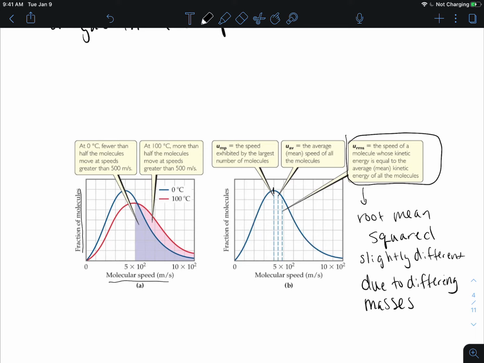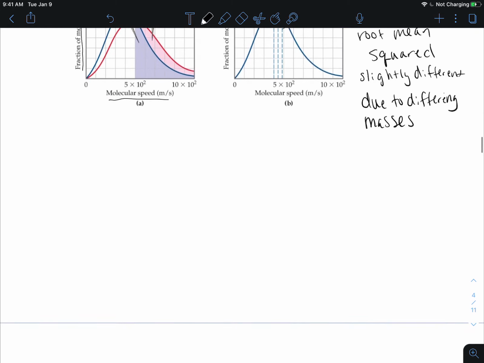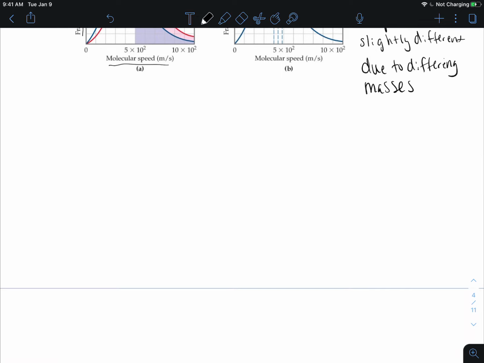Right? We are going to have differences in our speed based on our mass. So we can have two things that have the same kinetic energy, but they're going to have different speeds because they have different molar masses. So this brings us to the idea of molar mass and molecular speed.